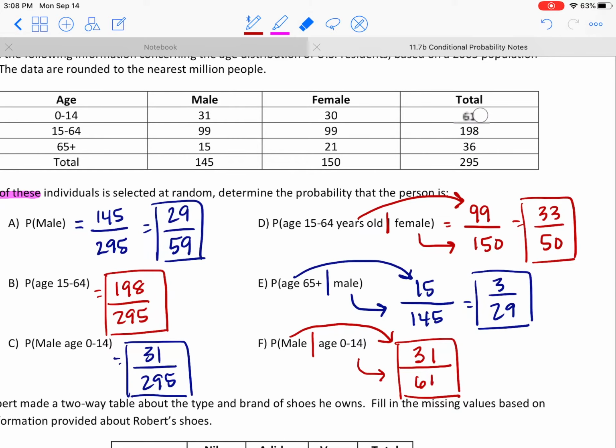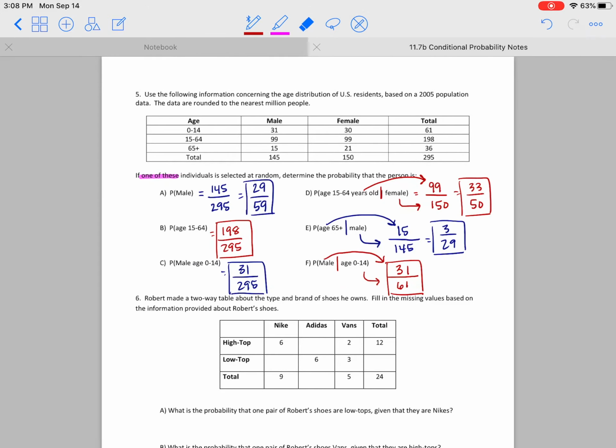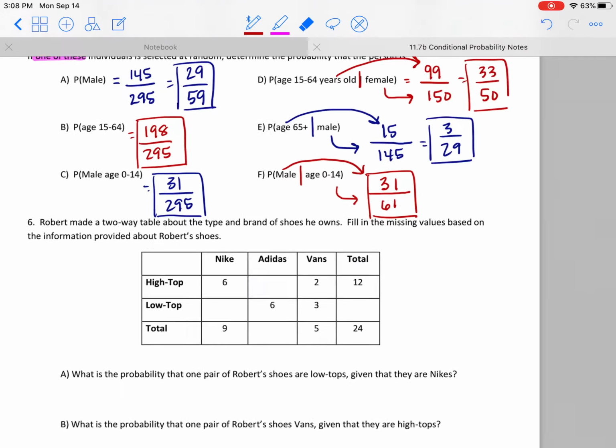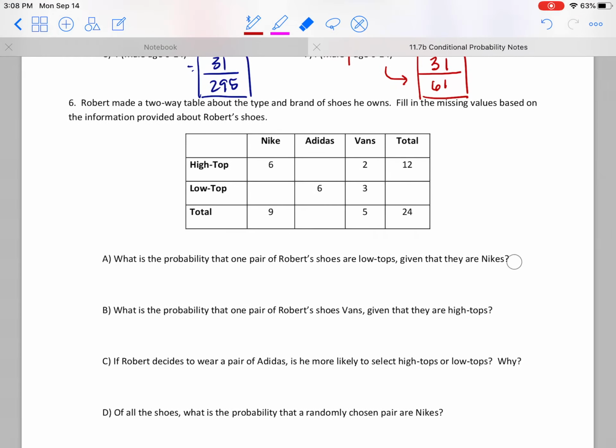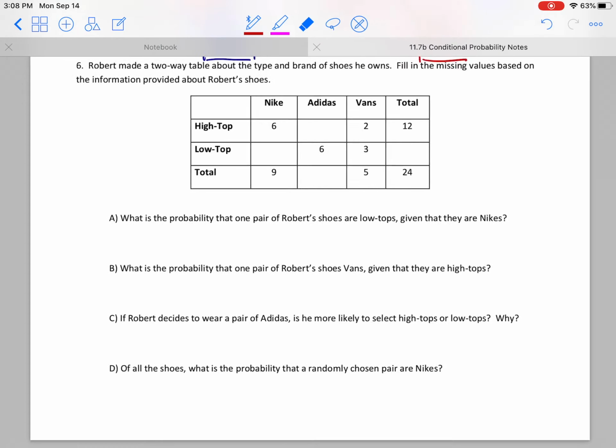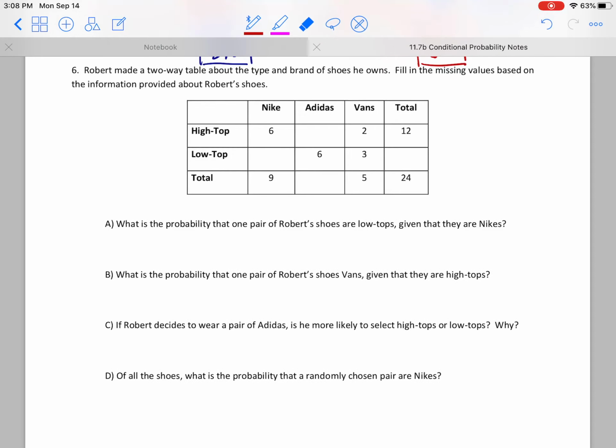Okay, hopefully you're getting the hang of this. Hopefully it feels alright. Just remember, you've got to deal with the bottom of the fraction first if it's conditional. Alright, let's try this last one. We have a two-way table again, but some numbers are missing, so let's go ahead and fill those in. Robert made a two-way table about the type and brand of shoes he owns. He's got Nikes, Adidas, Vans, some high tops, some low tops.